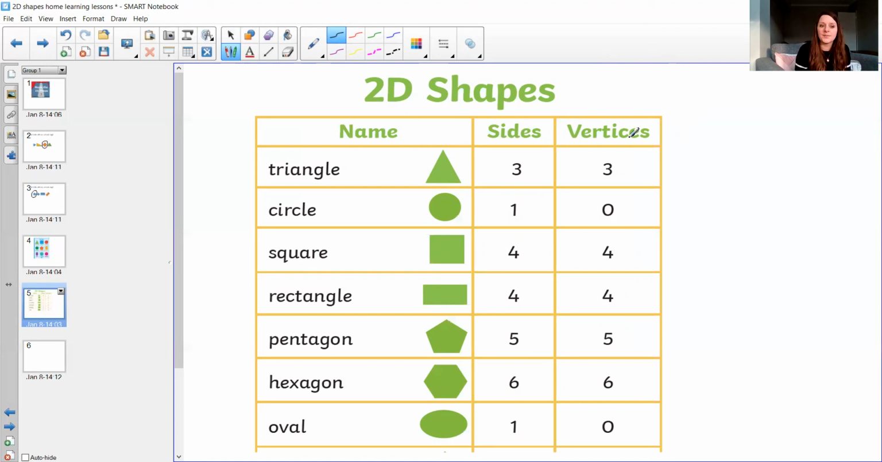If you are feeling really clever, grown-ups, and you fancy giving your child a challenge, this would be a really good day to start talking about irregular 2D shapes as well. So looking at the properties of those 2D shapes, but looking at ones that don't look like your traditional shapes. So for example, we're very, very used to seeing a triangle that looks like this. But any 2D shape that has 3 sides and 3 corners is a triangle. So looking at different variations of that if you want to give your child a bit of a challenge today.